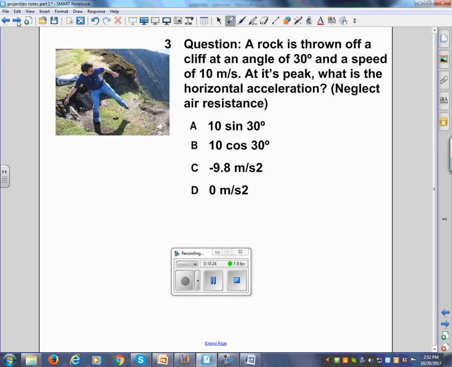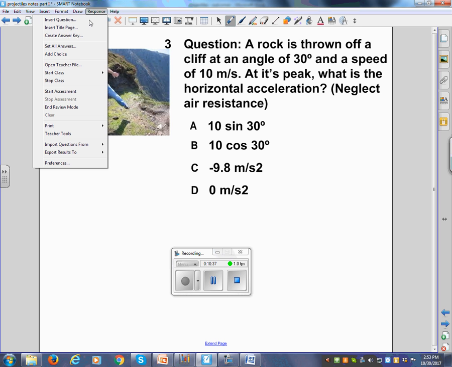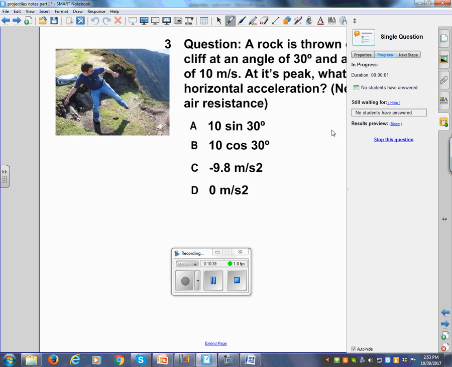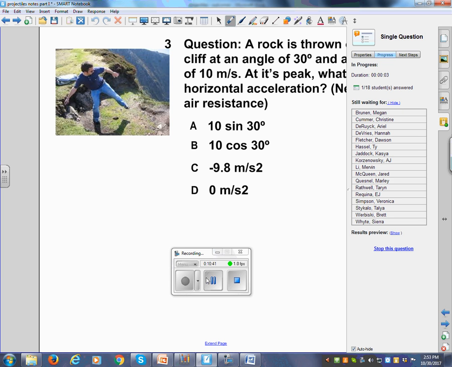Okay, question. Same dude, same cliff, same rock. A rock is thrown off a cliff at an angle of 30 degrees and a speed of 10 meters per second. At its peak, what is the horizontal acceleration?